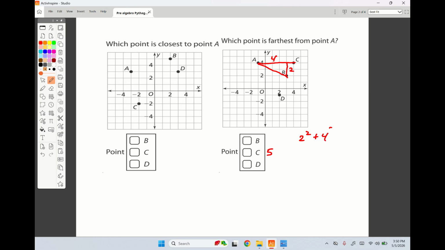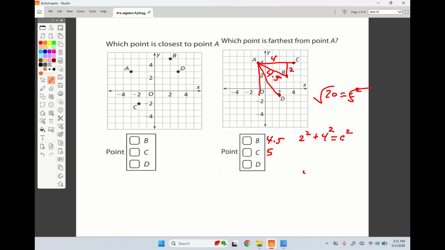Now we gotta measure from A to D over here. To do that, we just gotta get this leg, which is 1, 2, 3, 4, 5 boxes. And this leg is 3 boxes. We can just count it. Equals C squared. This would be 25 plus 9, which is 34. Square root it. 5.8. So that's the biggest value. So D is the farthest.